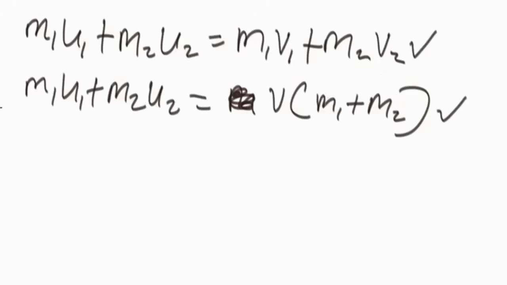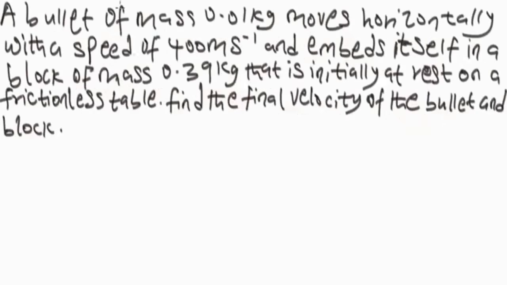Let's look at some collision problems and apply these formulas to get whatever we're asked to find. Note that most of your physics questions on collision usually come from perfectly inelastic collision, so take note of that. Now let's get some problems and solve. Let's look at this question. It says a block of mass 0.01 kg moves horizontally with a speed of 400 meters per second and embeds itself in a block of mass 0.39 kg that is initially at rest on a frictionless table.